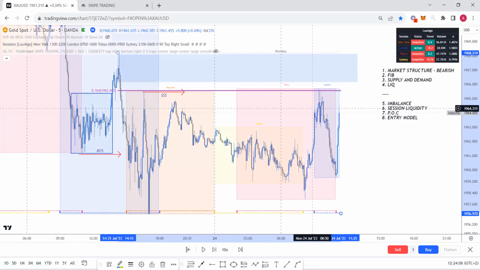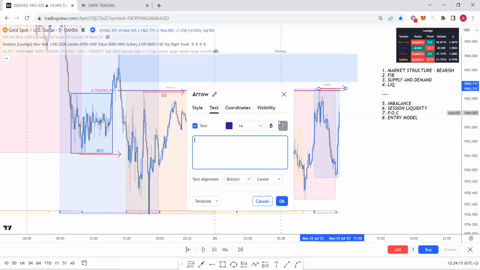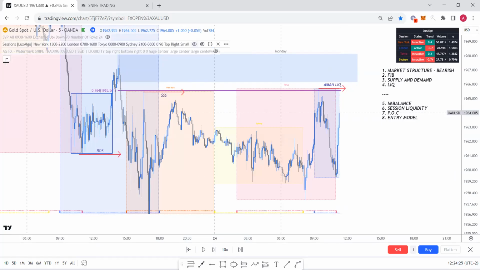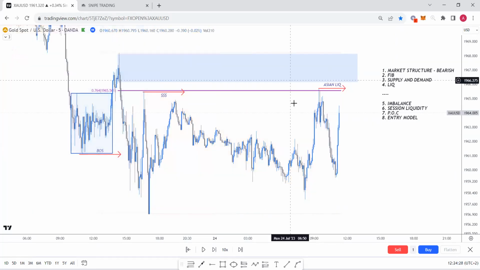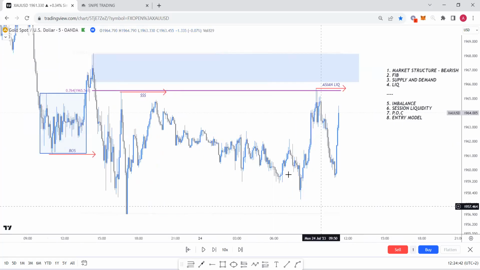Right now we have the Asian high right here. So this would mean we have 1, 2, 3, 4, 5 session liquidity and 6 entry models. So 6 of the 8 confluences. And now is when price really did give the good move. I did not re-enter. I had enough with the first move.